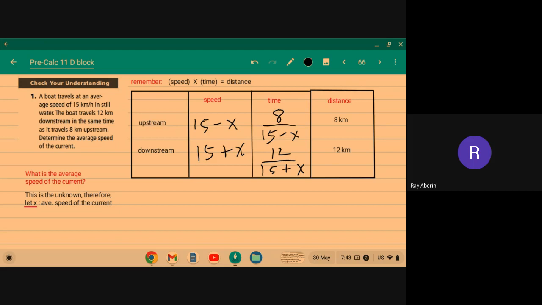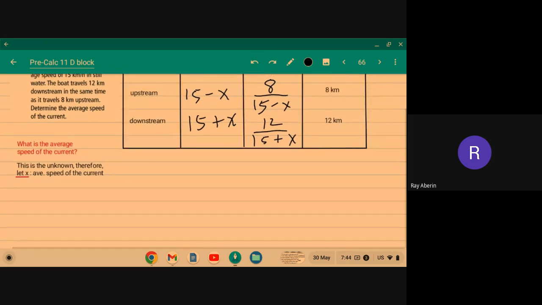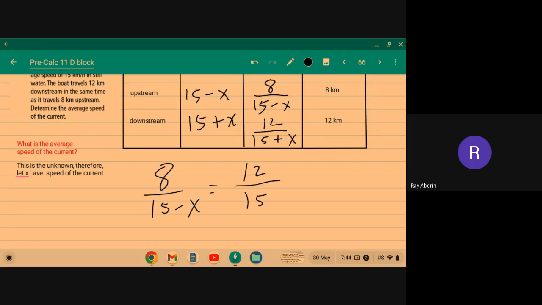And how do we make the connection? This is where usually kids would be stuck until they realize that what this is saying is that the boat travels 12 kilometers downstream in the same time as it travels 8 kilometers upstream. What does that mean? Therefore, the amount of time that it took to go upstream is the same amount of time that it took to go downstream. Therefore, there is your equation: 8 over 15 minus x is equal to 12 over 15 plus x.